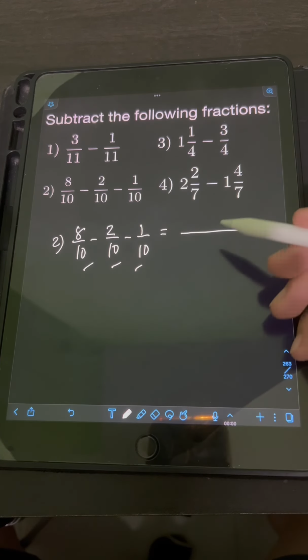So we multiply the denominator 4 by the whole number 1. So 1 times 4 is 4. Then add the product to the numerator 1. So we have 4 plus 1, that's 5. And then over the same denominator of 4. Then we have minus 3/4.